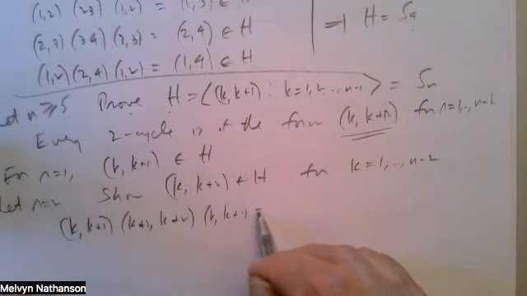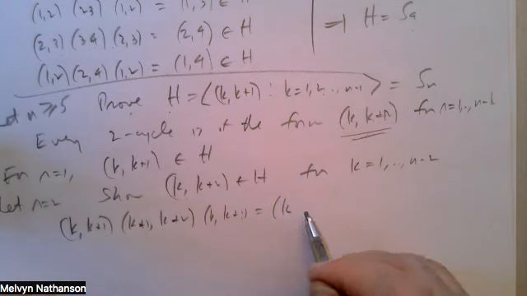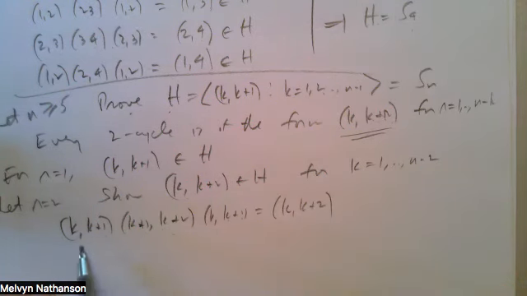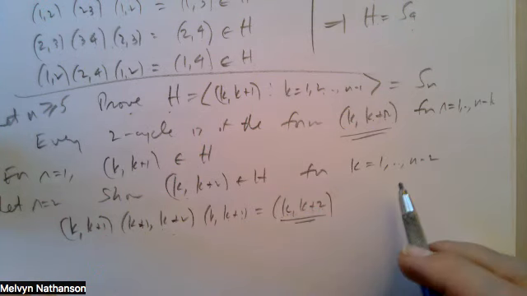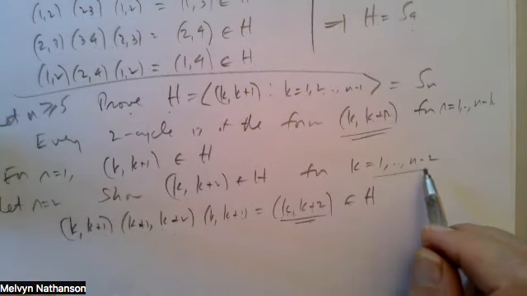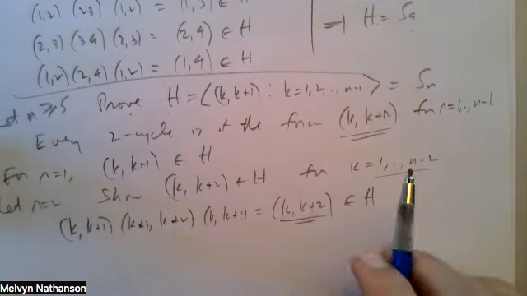closed under multiplication. So this sends k to k+1, k+1 to k+2, k+2 to itself. k+2 goes to k+1 goes to k, and k+1 goes to k+1. So this is the transposition where the difference of these numbers is 2, (k, k+2), for all k. So this is in H for all k. So every transposition where the two numbers differ by 2 is in this set.